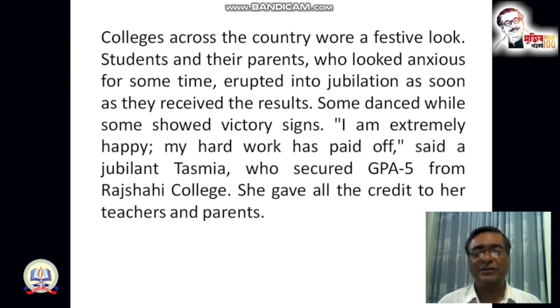Erupted into jubilation means they were really extremely happy, and as soon as they received the results, they became extremely happy. Some danced while some showed victory signs. When results are published, we see the students start dancing, singing, doing this and that. Then we have used a quotation, "I am extremely happy, my hard work has paid off," said a jubilant Tasmia who secured GPA 5 from Rajshahi College.